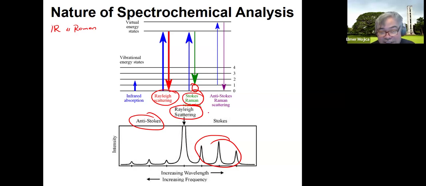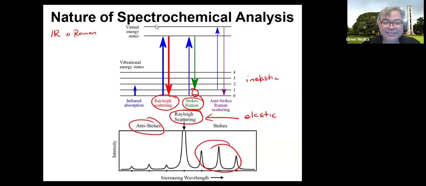That's why the Rayleigh is what? Elastic, because they have the same amount of energy that is absorbed and re-emitted. But they're not the same. So this is what we call inelastic. I don't know if you have heard this term before. Did you hear the term before? Elastic and inelastic?